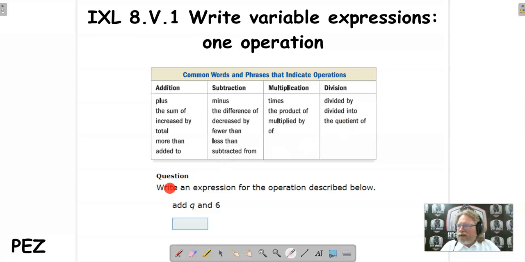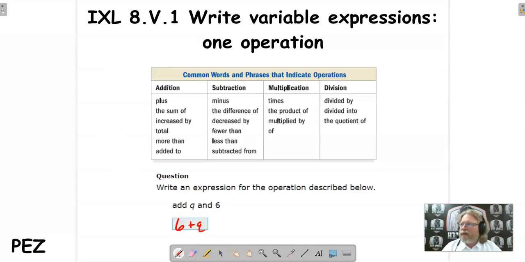So on our first one here, it says write an expression. So we're not going to have equal signs. Remember, expressions only have numbers, letters, and operation signs. So no equal sign in there, right? We're going to write an expression for the operation described below. And this says add Q to 6. So we're starting with 6, and add means addition, and we're going to add Q to it. So you type in 6 plus Q and hit enter.